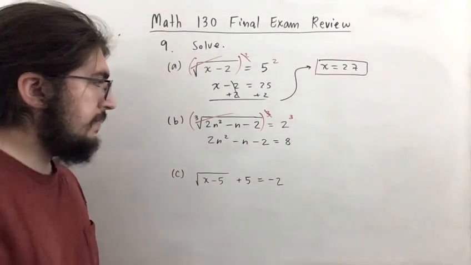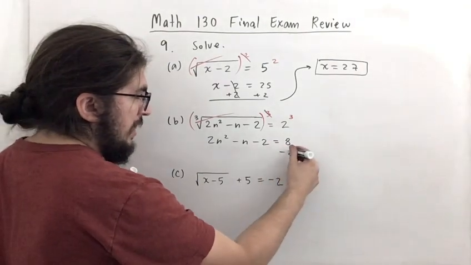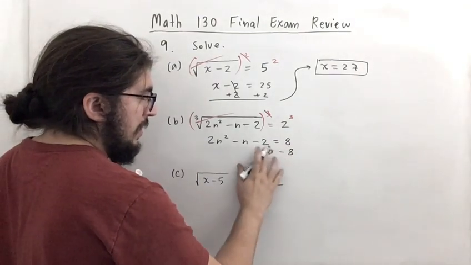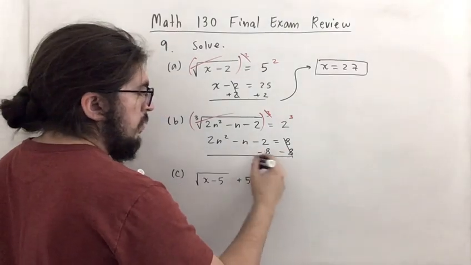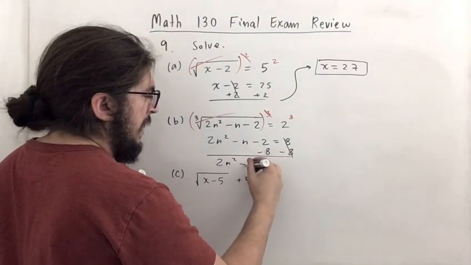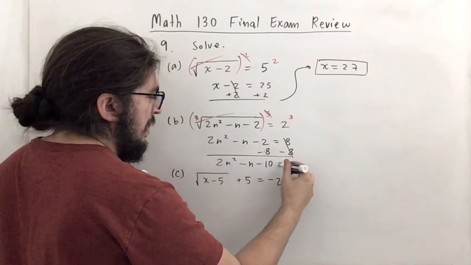4 times 2 is 8. Subtract that to this side, so we get 10. Kind of skipping ahead. There we go. So we get 2n squared minus n minus 10.